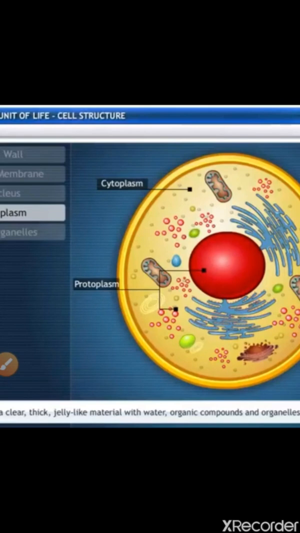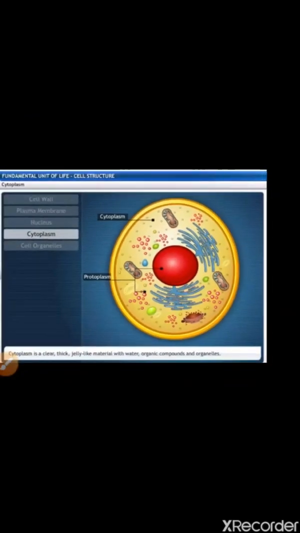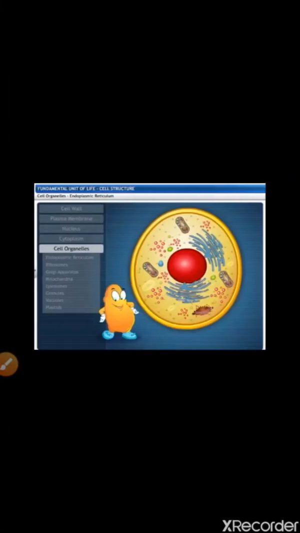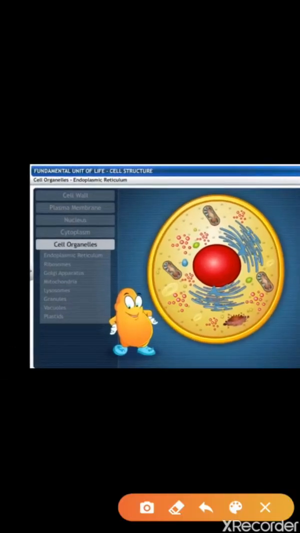So cytoplasm contains a lot of cell organelles. Firstly, the endoplasmic reticulum. This is the endoplasmic reticulum. They contain ribosomes, the small globule-like structures. These are the ribosomes. So endoplasmic reticulum, ribosomes.